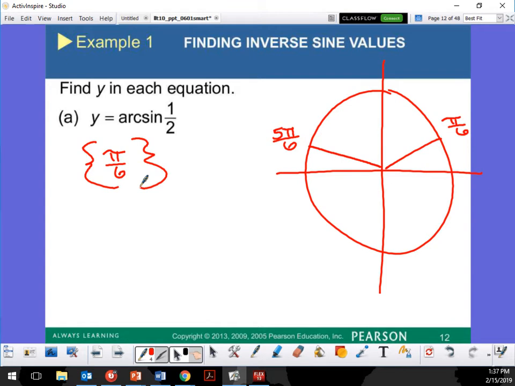Because my interval for sine is going to be from positive pi over 2 to negative pi over 2. It's going to be from here to here, and you're only going to look at these quadrants. So let's take a look at the next one.